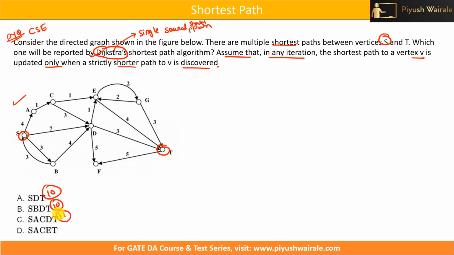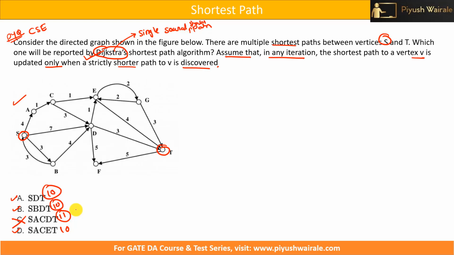So this is 11. And what about SACET? So 4 plus 1, 5, 5 plus 1, 6, and 6 plus 4 is 10, right? So out of these four options, I can easily eliminate this particular option because this is not a shortest path. These three are the shortest paths A, B, and D. But we need to find out that by applying this particular algorithm, which path we will get. So let's see out of these three options A, B, D, which one is the correct one? Because option C is anyway not a shortest path.